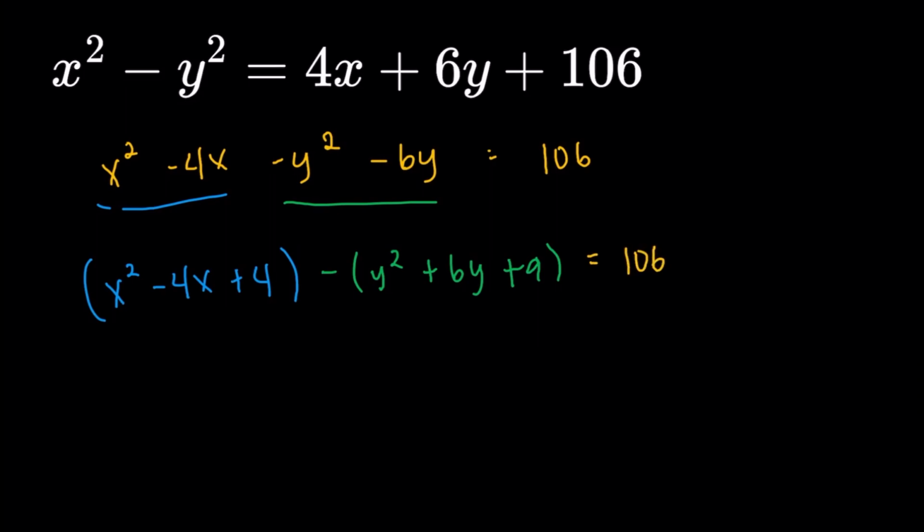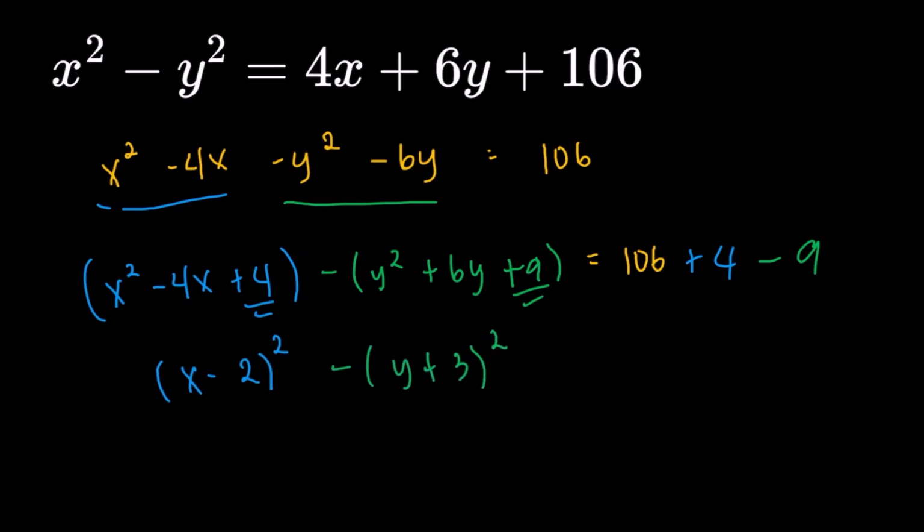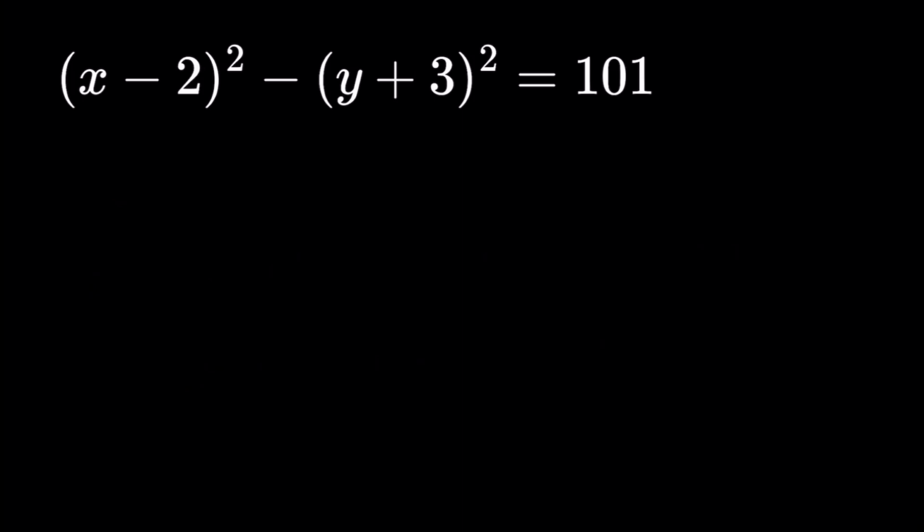But take a look here. We added 4, so let me put a plus 4 here. And then we technically added 9, but we factored a negative sign out, so that's in effect a minus 9 on the right side. So we have two squares here: the square of x minus 2 minus the square of y plus 3, and that's going to be equal to 101. So 106 plus 4 is 110, minus 9 is 101. So far we have this one.